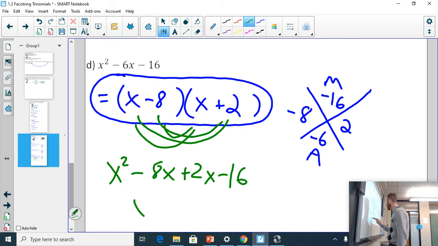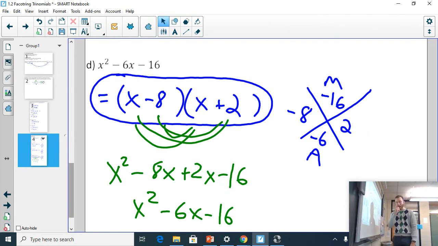And then look at that. We get x squared minus 6x minus 16, which is what we started with. So we know we got it right. And that is going to wrap it up for factoring trinomials.